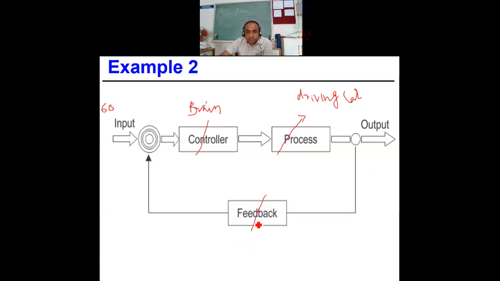What is the feedback you do? You try to measure with the eyes. What is the output? You measure the output, that is nothing but the speed, with the help of your eyes, and compare with 60. When you measure it, it is 80 kilometers per hour. So 80 minus 60, that is 20 kilometers per hour, is the error generated. That error goes to the brain, or the controller.